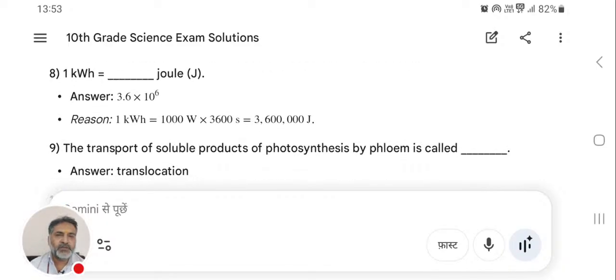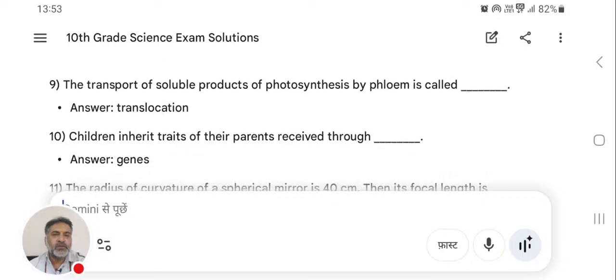1 kilowatt hour is how many joules? So answer is 3.6 into 10 raised to 6 joule. So 1 kilowatt hour is equal to 1000 watt into 3600 seconds. So it's 3.6 into 10 raised to 6 joule. The transport of soluble products of photosynthesis by phloem is called translocation.